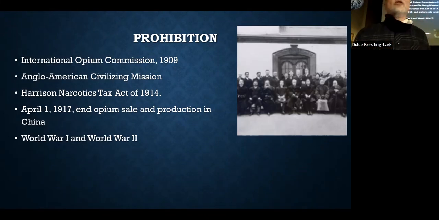Then we get into World War II. And a similar thing happens, but there's a whole bunch of new drugs that become big in World War II that we're going to talk about, you know, amphetamines, methamphetamines that are heavily used during World War II.